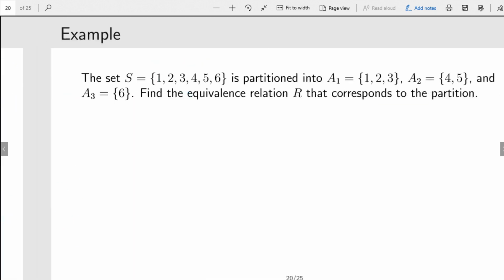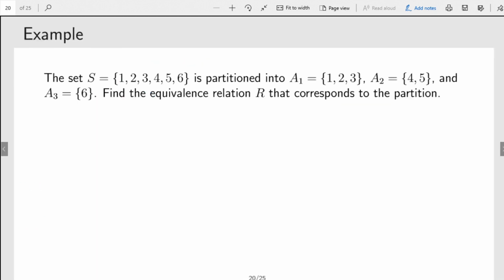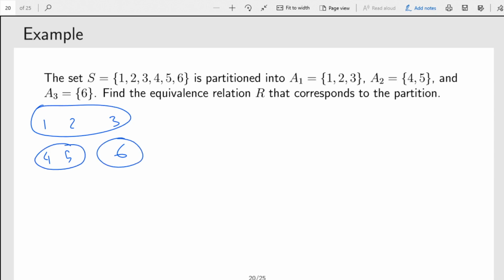Now, for the example of the other direction, suppose you have a set S, and the set S is partitioned into 1, 2, 3. So let me just write it down: 1, 2, 3, 4, 5, and 6. So this is one partition. This is another partition. This is another partition. So you have three partitions: A1, A2, and A3. What will be the equivalence relation corresponding to this partition?